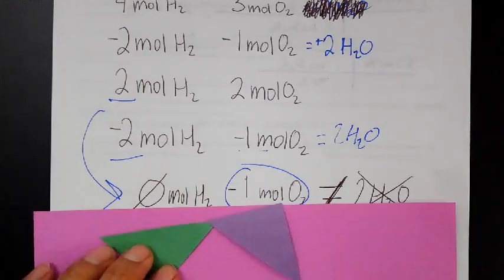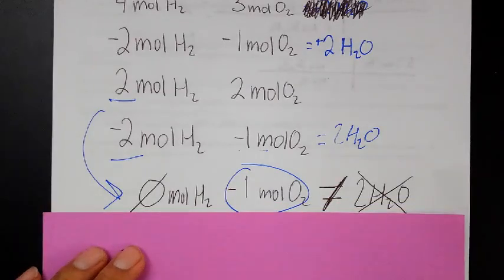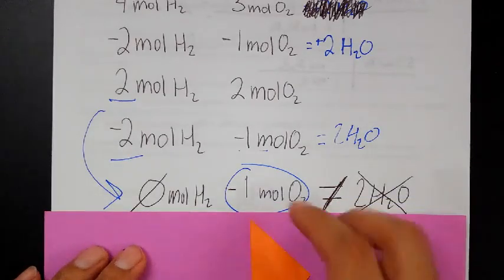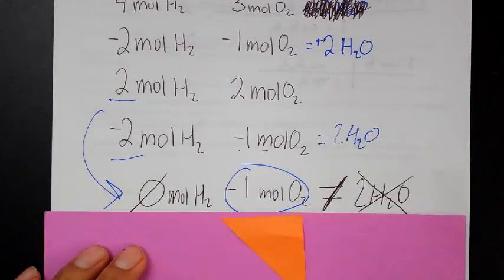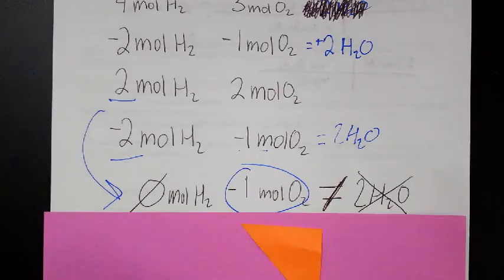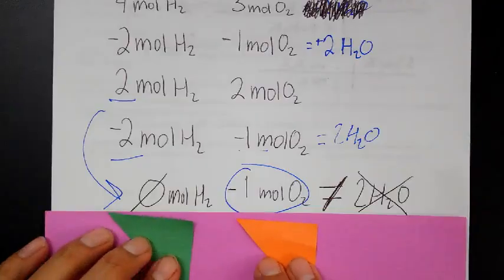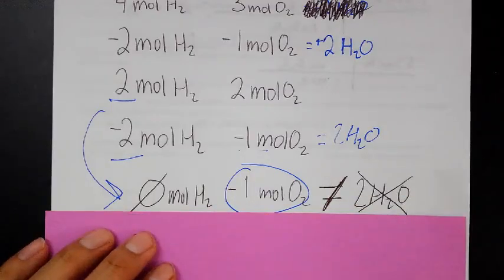In this case, I have enough of the orange triangles, like in the example previous. I have enough O2, just like we had enough orange triangles in that scenario previously. But I have no more H2 to produce another batch of H2O. This is how limiting and excess reactants work in chemistry.